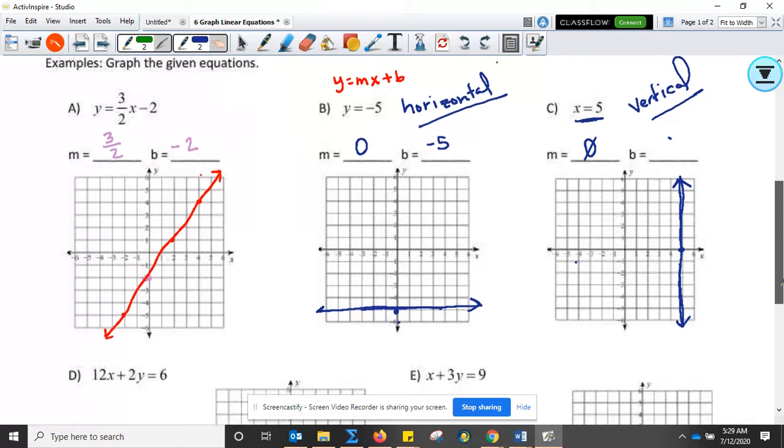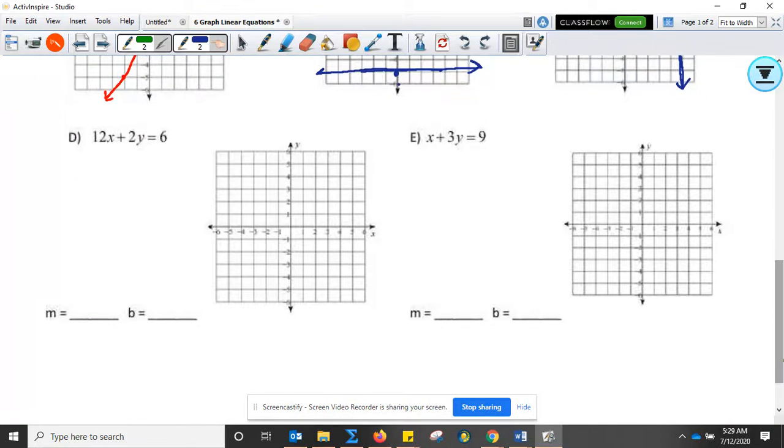Okay, so let's look at D. So this one right here is not in slope-intercept form, so I need to get it in slope-intercept form. So I need to solve for y. So I'm going to subtract 12x. And I get 2y equals negative 12x plus 6. Now I need to divide every single term by 2. And I get y equals negative 6x plus 3.